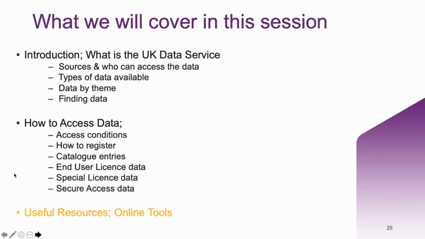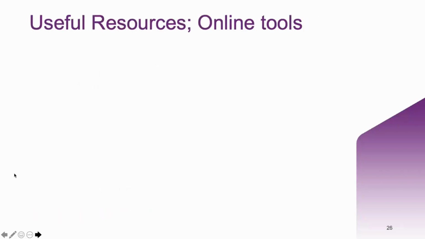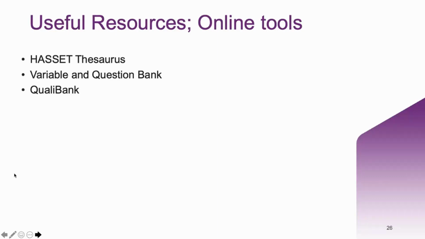So now on to the last part, aside from questions. We're going to run over the useful resources and online tools that we have when you're accessing data. These are the tools that we will walk through one by one, and they are really useful to help you narrow down your search if you're looking for something specific. So you've got the HASSET, which is the thesaurus, Variable and Question Bank, Qualibank, Nesstar, UKDS.Stat, and Infuse.